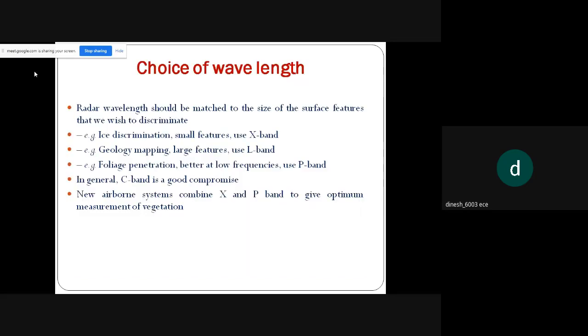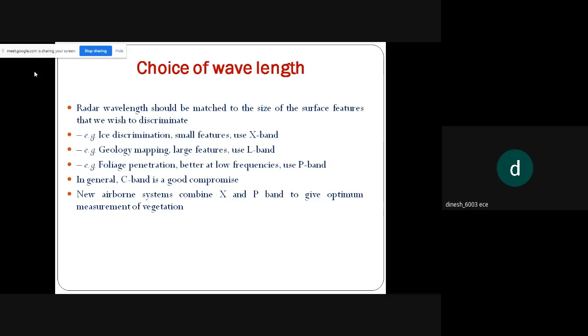So, the choice of wavelength. For which application, which one do we need to choose? The radar wavelength should be matched to the size of the surface features that we wish to differentiate. For example, to discriminate small features, we need to use X band. For geology mapping, that is large features, we should use L band.